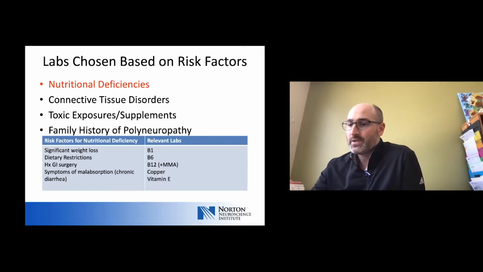So nutritional deficiencies, there are several nutritional deficiencies that can lead to peripheral polyneuropathies, and these are listed on the right here. So I'll always be sure to ask about weight loss, dietary restrictions, GI surgeries like bowel resection and gastric bypass, or any symptoms like chronic diarrhea that suggest a possibility of malabsorption. If these risk factors are present, I'll generally send for a B1, B6, B12 with methylmalonic acid, a copper and vitamin E level, and if they're deficient, we'll supplement those appropriately.